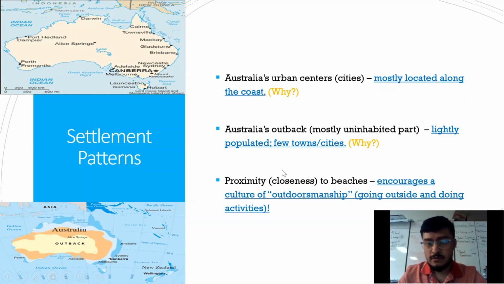Now, kind of a vocab word here, proximity. It just means closeness, and we're going to see that in our test. The closeness to beaches with a lot of these Australian cities actually encourages this culture, this wanting to be outside and go outside and do things, like outdoor activities. That's called outdoorsmanship. And a lot of that is owed to the fact that if you're near water, near a beach, especially if it's very warm and temperate, you really want to go out and just do things, right? You don't really want to just be cramped up in your room.